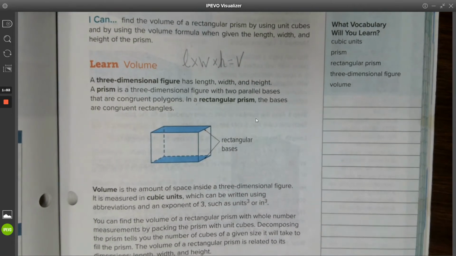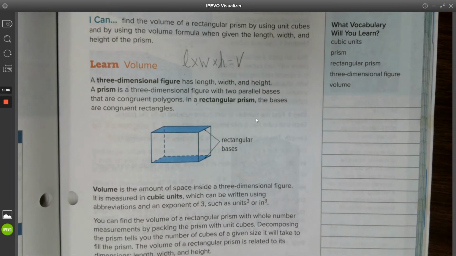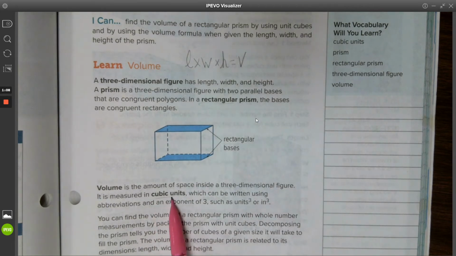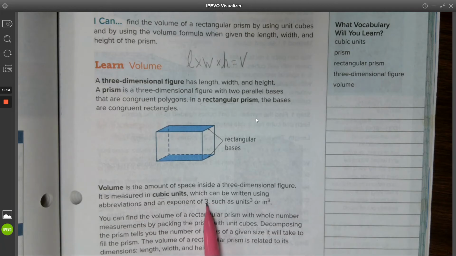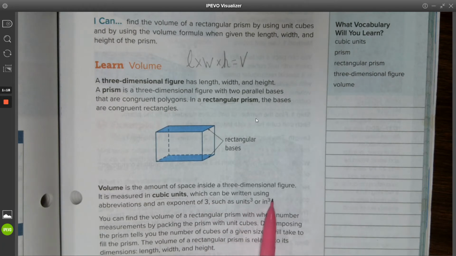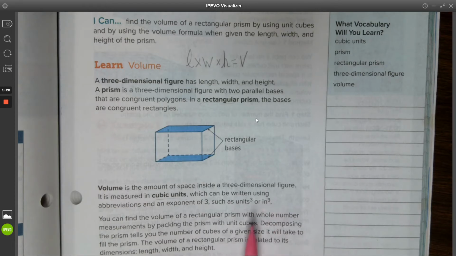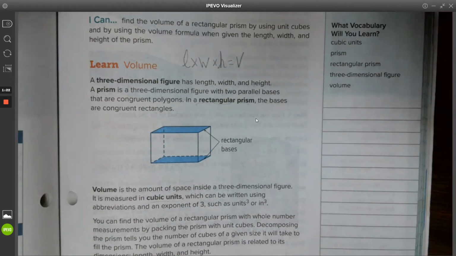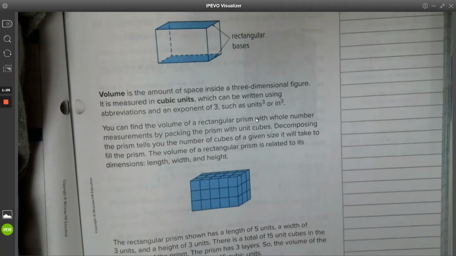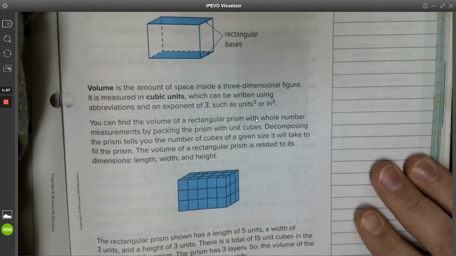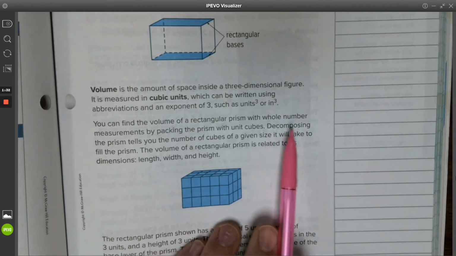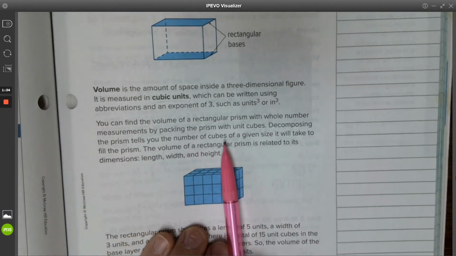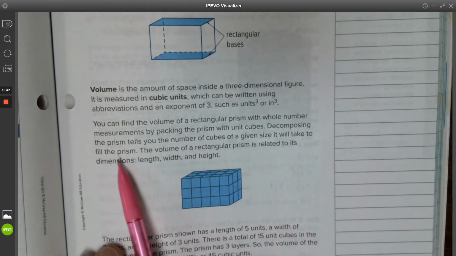Volume is the amount of space inside a three-dimensional figure. It is measured in cubic units, which can be written using abbreviations and an exponent, such as 3. So we might use units cubed or inches cubed. You can use that little 3 up in the air, right? The exponent. So you can find the volume of a rectangular prism with whole number measurements by packing a prism with unit cubes. Decomposing, or taking apart, the prism tells you the number of cubes of a given size it will take to fill the prism.